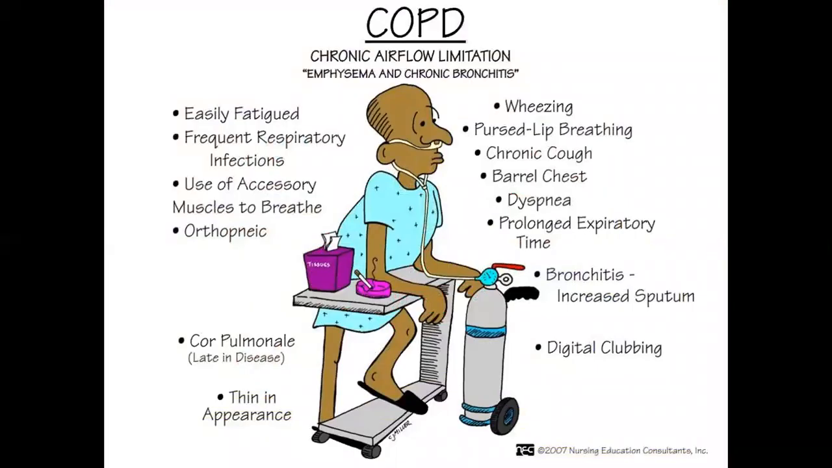Here's another visual for you guys. They're easily fatigued. They have pursed lip breathing. They're wheezing. They've got a barrel chest. They have to use their accessory muscles to breathe. What that means is, instead of just their chest going up and down with each breath, you might see them use their side muscles to try to get a good breath.